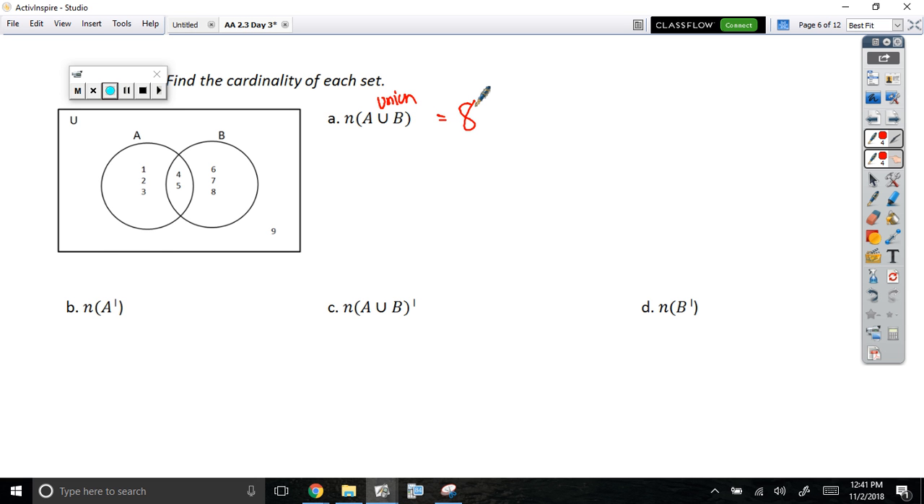What's this symbol mean again? Not. So how many elements are not in A? Good. Get rid of the elements that are in A, so exclude these. I have 1, 2, 3, and you do include the outside one, because it's not in A. 4.